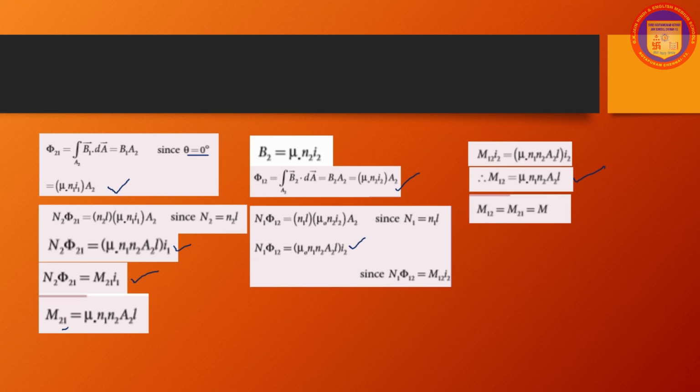Comparing the equations, we get M12 is equal to M21 is equal to M. So, in general, the mutual inductance between two long coaxial solenoids is given by M is equal to mu naught N1 N2 A2 L. If a dielectric is applied between them, then we have mu naught mu R N1 N2 A2 L.